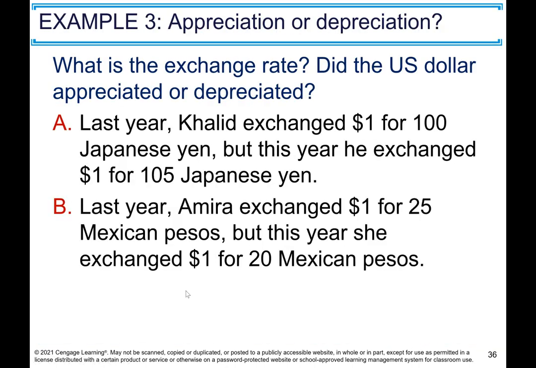Example 3. Appreciation or depreciation. What is the exchange rate? Did the US dollar appreciate or depreciate? A. Last year, Khalid exchanged $1 for 100 Japanese yen, but this year he exchanged $1 for 105 Japanese yen. B. Last year, Amira exchanged $1 for 25 Mexican pesos, but this year she exchanged $1 for 20 Mexican pesos. Solutions.